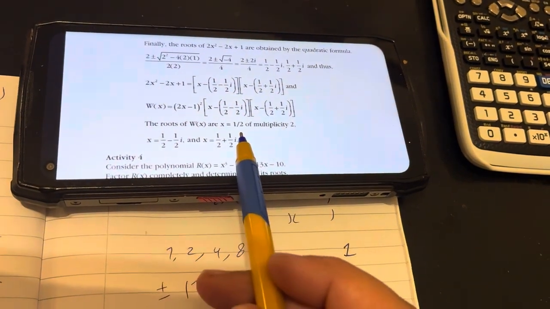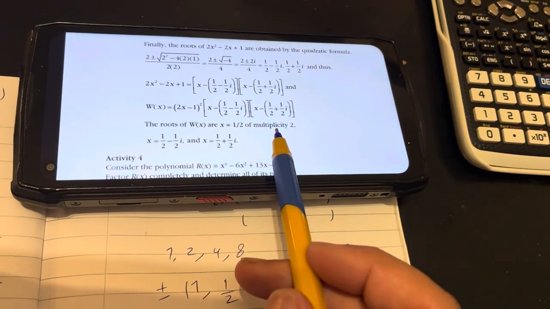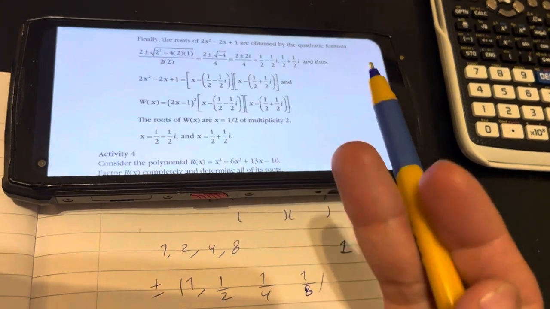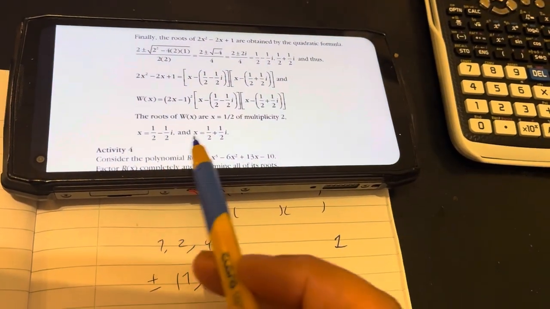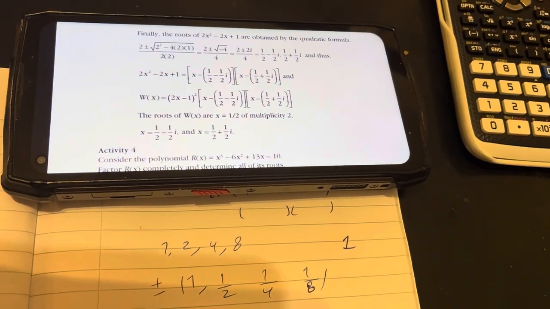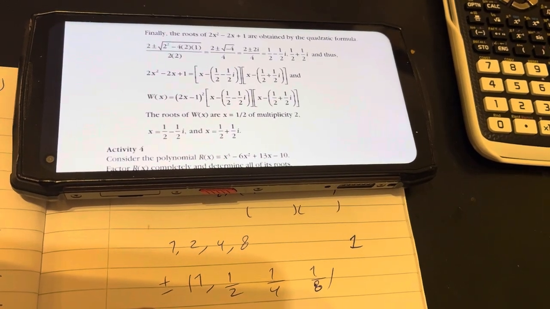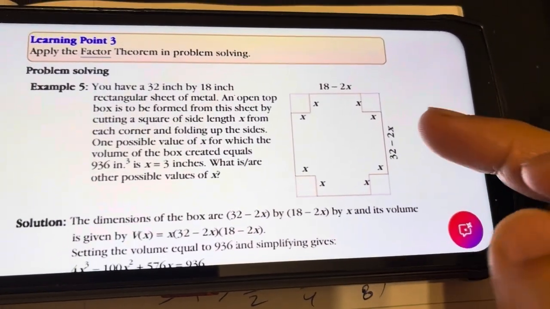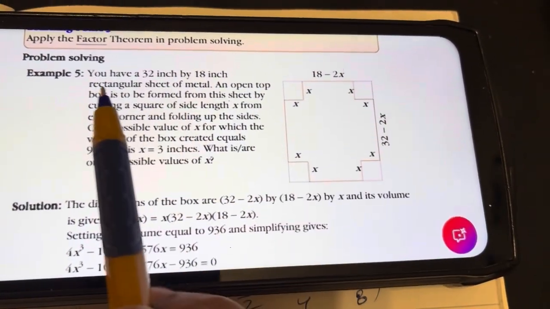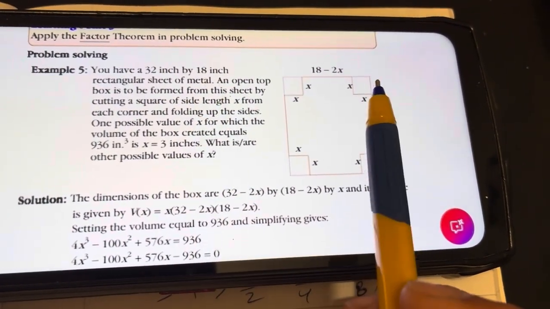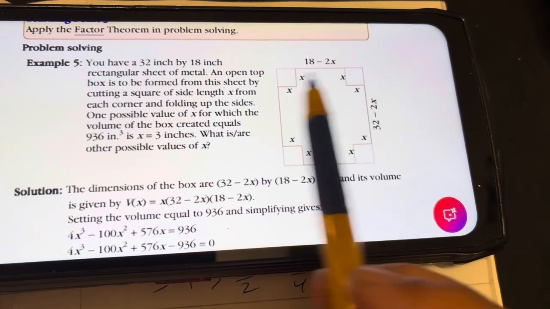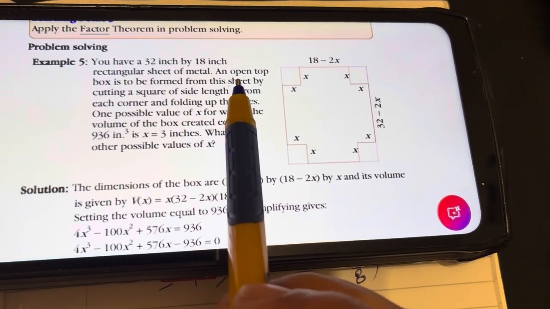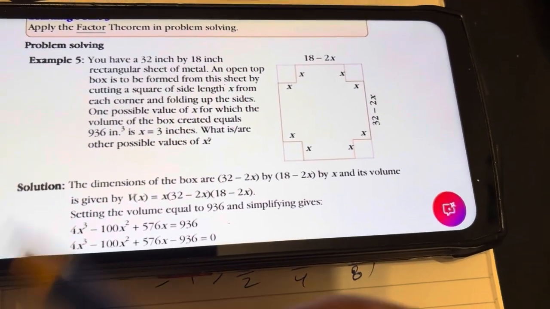And the roots of it is x is equal to 1 over 2, which is multiplicity 2, means it is repeated 2 times, and 2 irrational factors. I'm just going to explain example 5 in case it came in the exam. So he gives you a 32 inch by 18 inch rectangular sheet of metal. You have a big sheet.